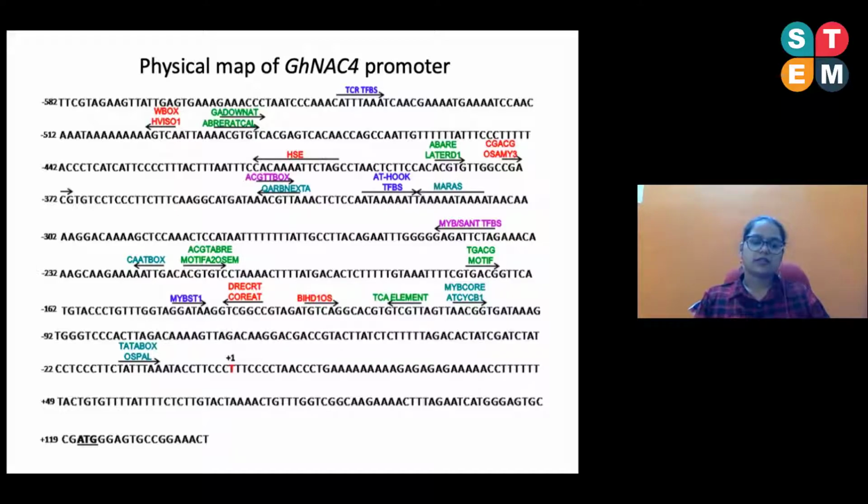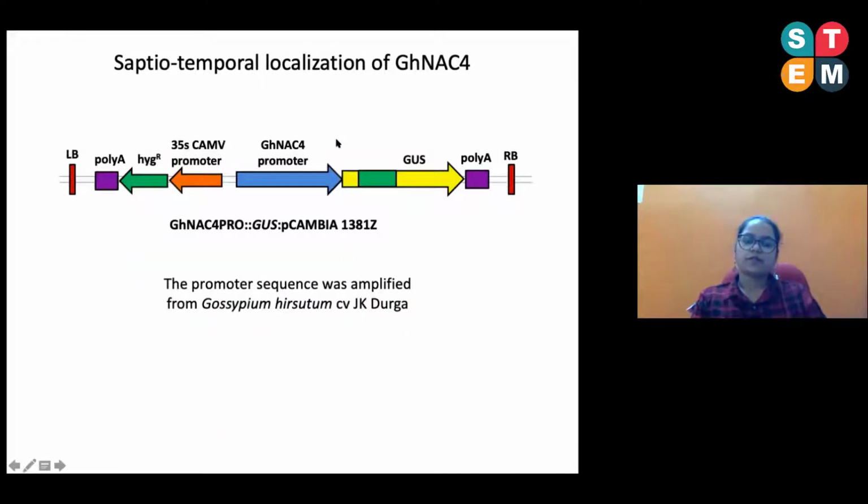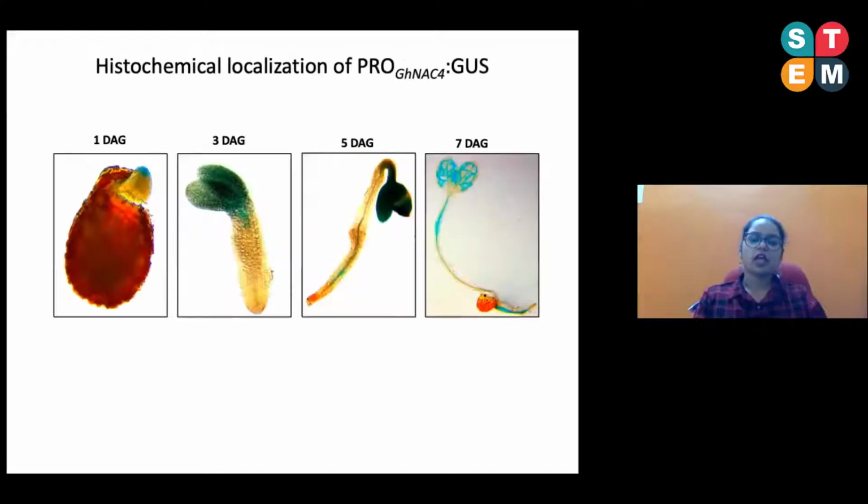After analyzing this, we were curious to see the spatio-temporal localization of this promoter. For that, we fused the promoter with a reporter gene called GUS, and we transformed this in tobacco plants, generated transgenics, and then analyzed the spatio-temporal localization. We observed that the GH-NAC4 promoter was localized to the tip of the radicle, in the growing cotyledons, in the shoot apical meristem part, and also in the root part.